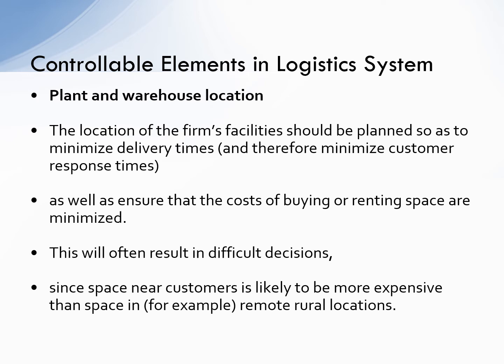Plant and warehouse location is another controllable element in logistics system. The location of the firm's facilities should be planned so as to minimize delivery times and therefore minimize customer response times, as well as ensure that the cost of buying or renting space are minimized. This will often result in difficult decisions since space near customer is likely to be more expensive than space in, for example, remote rural location. And in Pakistan, industry area is located separately from consumer markets.